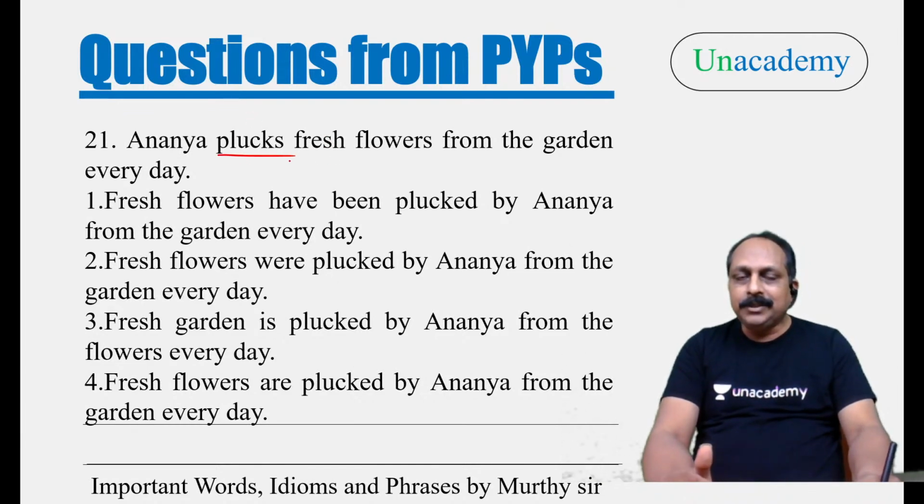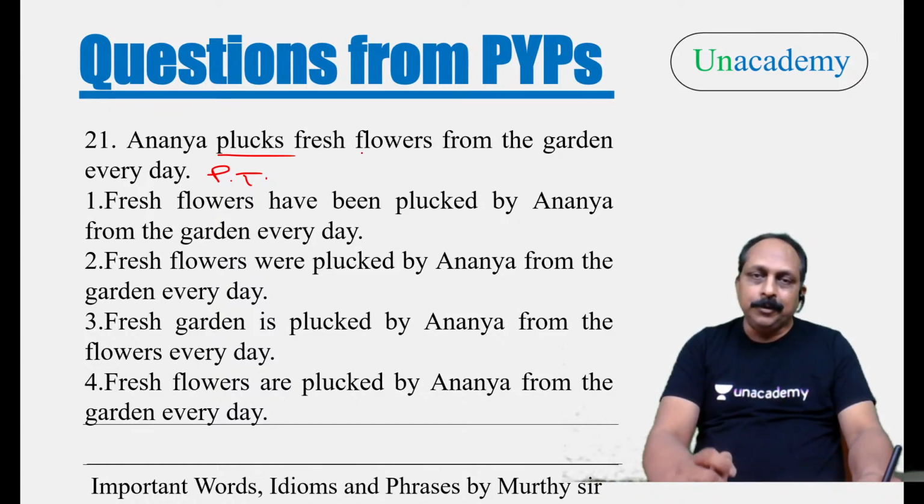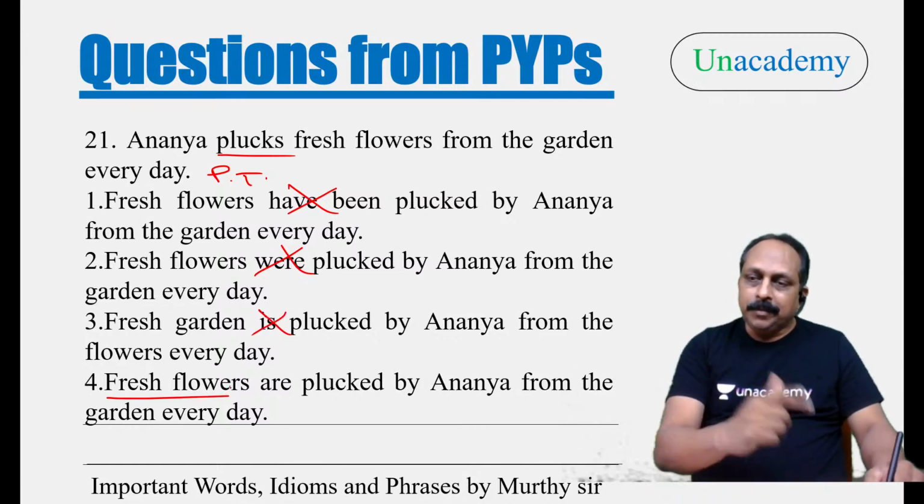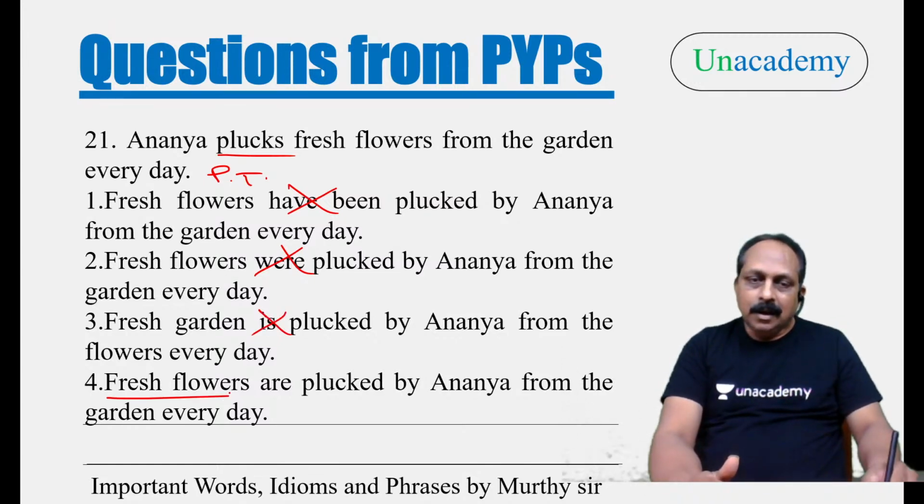Ananya plucks, which tense is this? Present tense. Then passive voice, you need the helping verb to be in the present form and the main verb in past participle. You cannot change the tense. But here, what is the subject? Fresh flowers. Fresh flowers, object becomes a subject and are plural verb plucked by Ananya. Answer is the fourth option.